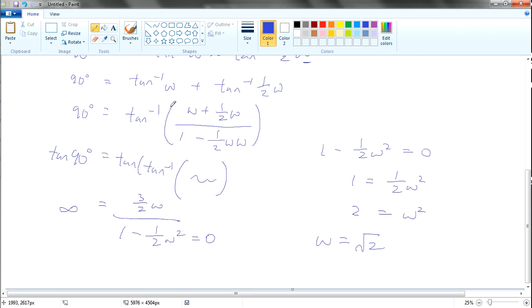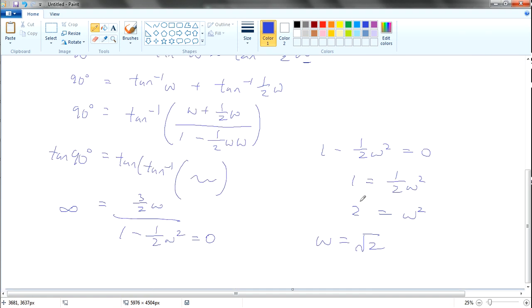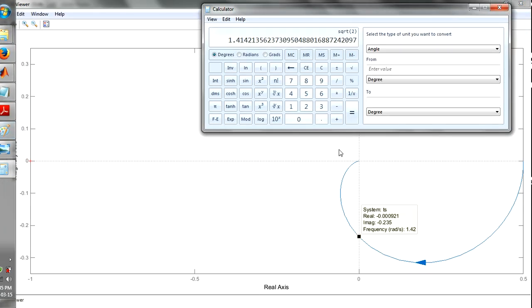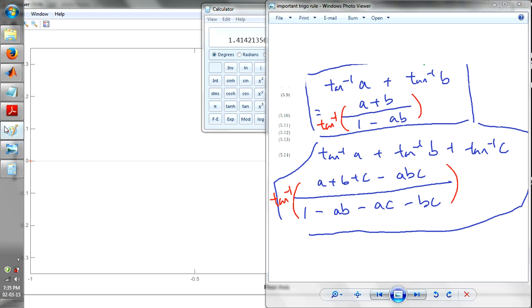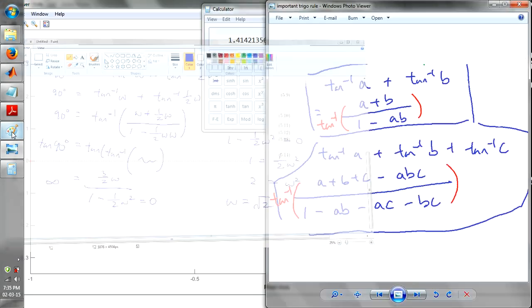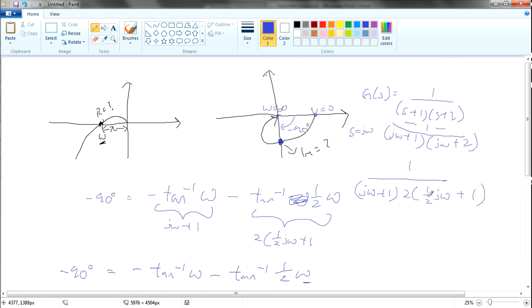So typically, as you can see, trigonometry is very important. And then after that, if you want to find the frequency, I mean you want to find the imaginary value, right? So typically what you can do is sub into your function. So let's say if you have square root 2, right? So it's pretty much straightforward now.